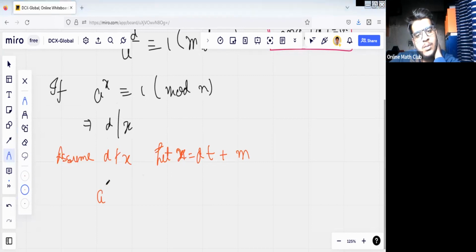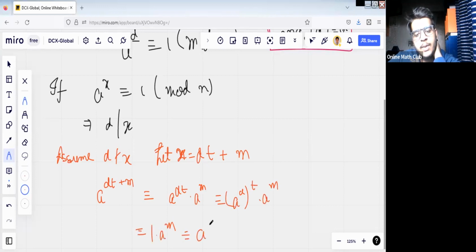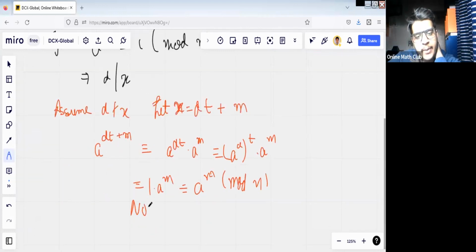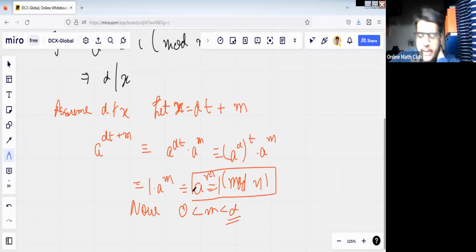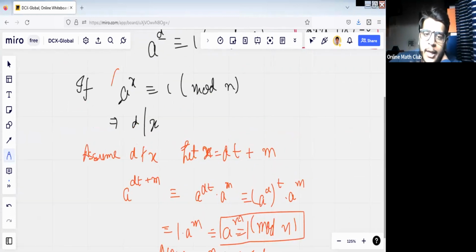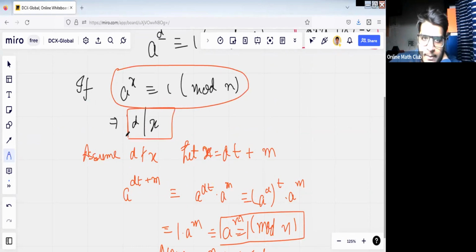Yes, exactly. So you have a to the power dt plus m is congruent to a to the power dt into a to the power m, which is congruent to a to the power d to the power t into a to the power m, which is congruent to 1 into a to the power m, which is congruent to a to the power m mod n. Now, m is less than d. But this is a contradiction because d should be the least positive integer such that a to the power d is 1 mod n. So therefore, if a to the power x is 1 mod n, then the order must always divide x.